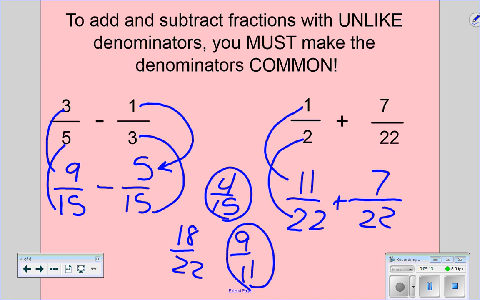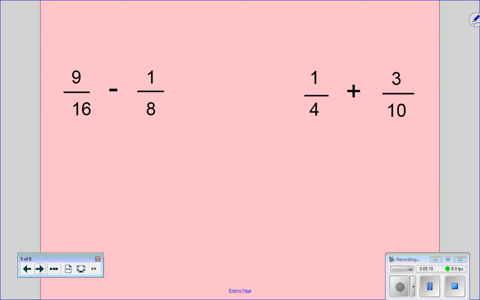Any questions so far? Alright, let's try some more. Why don't you try these yourself? And then we're going to do some ones that have negatives.